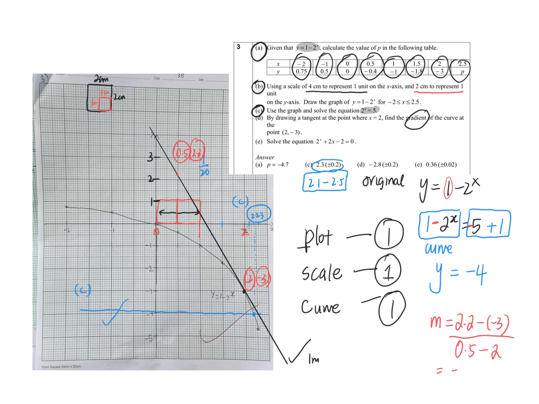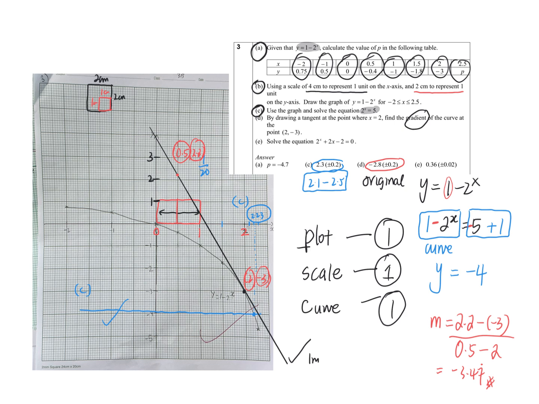Okay, it gives you a minus 3.47, for instance. So you look at this. Sometimes it might be off. If it's off, at most you don't get this answer mark, but you still get the line mark. So this one sometimes is a miss. No choice. It depends on how accurate you draw your drawing. But this line you must get.